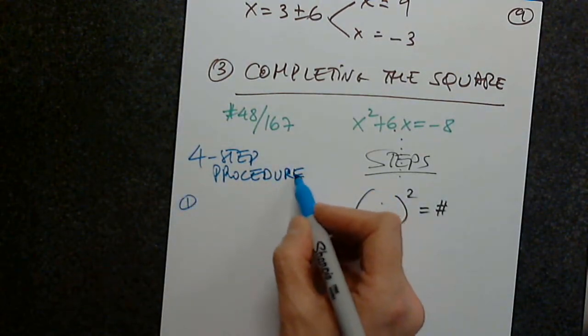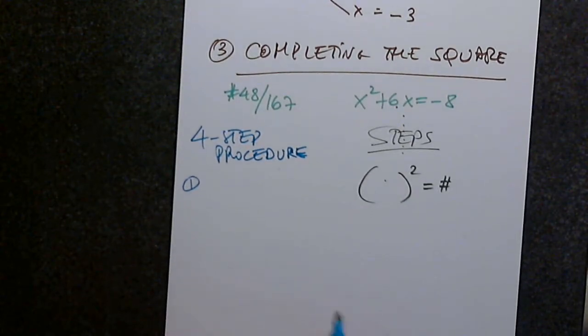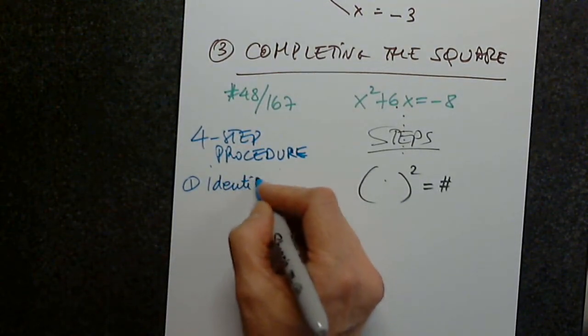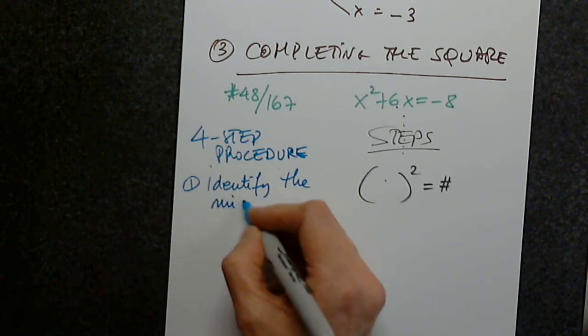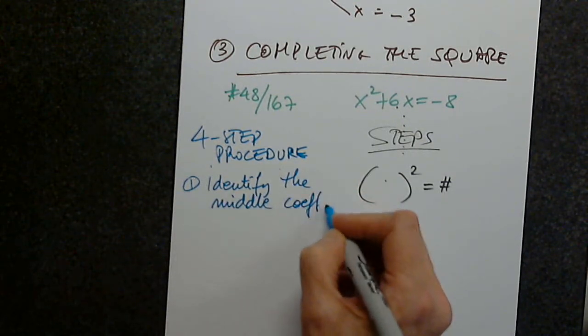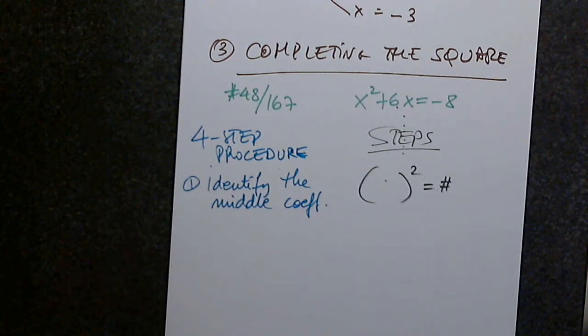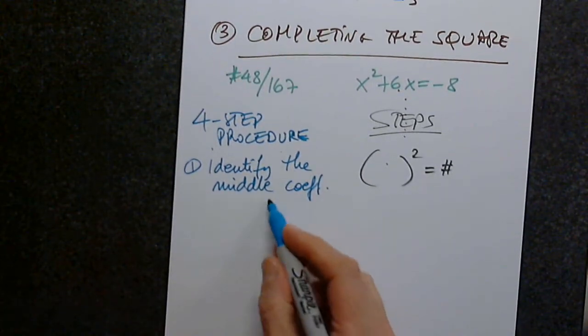Step number 1. Identify the middle coefficient. But the polynomial has to be what? So I can identify it. It must be in descending order. If it's not in descending order, how will I know which one is the middle coefficient? Is this polynomial in descending order? Perfect. And the middle coefficient is? Excellent.